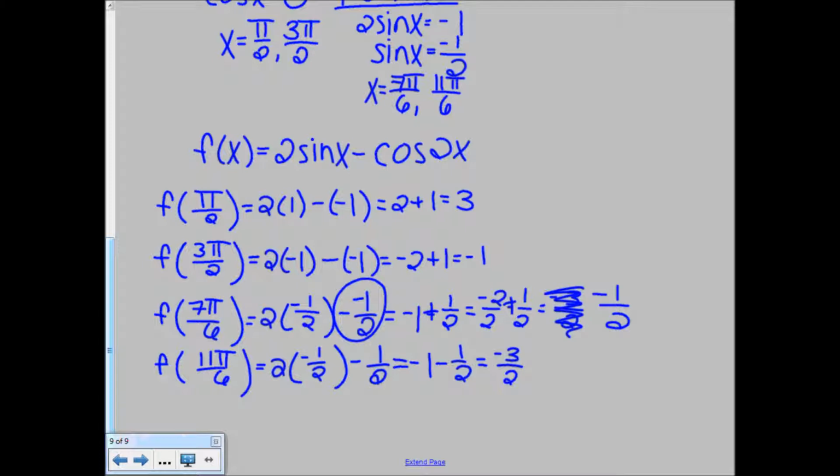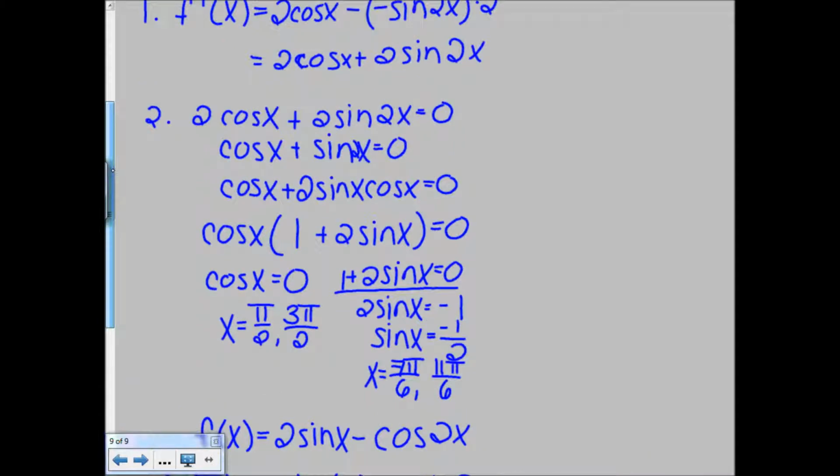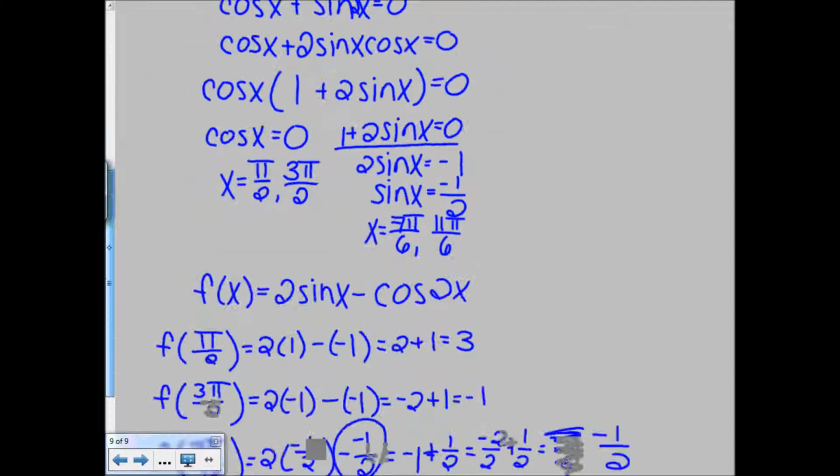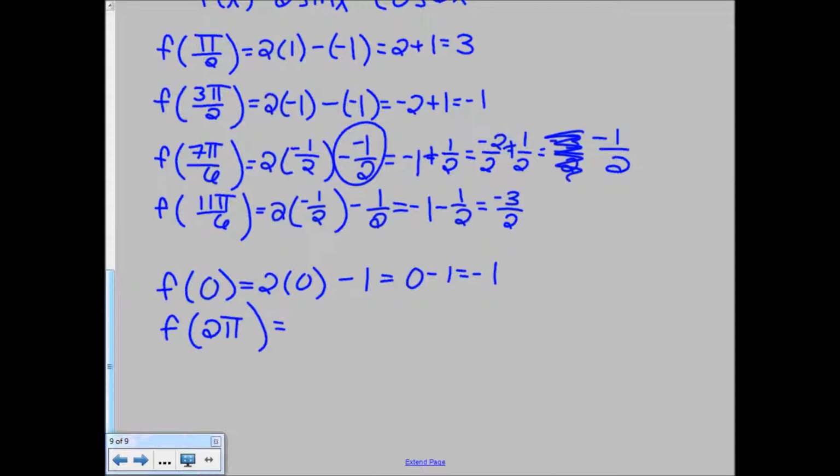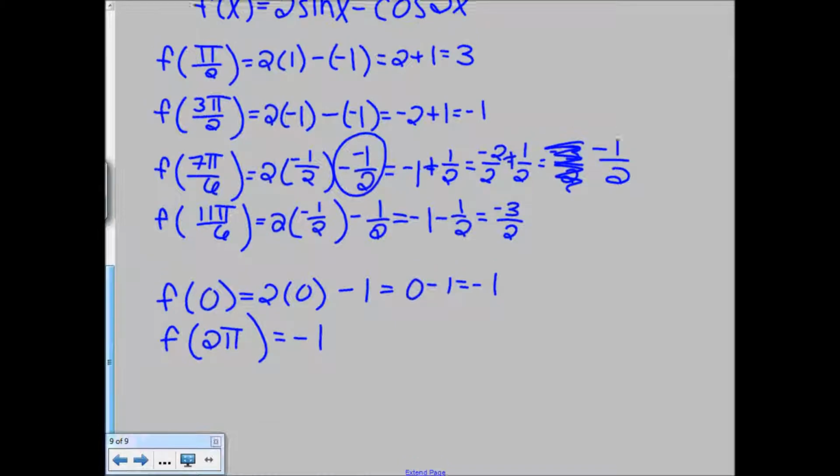So now all we have to do to finish the problem is find the y values of our endpoints, which was, if you remember back, at 0 and 2 pi. So f of 0 is going to be 2 times the sine of 0. Sine of 0 is 0, so we get 2 times 0, minus cosine of 2 times 0. 2 times 0 is 0. Cosine of 0 is 1. So we're going to get 2 times 0, 0 minus 1, or negative 1. Doing the same thing for 2 pi, 2 pi is really the same thing as the point 0, so we're just going to get back to negative 1.